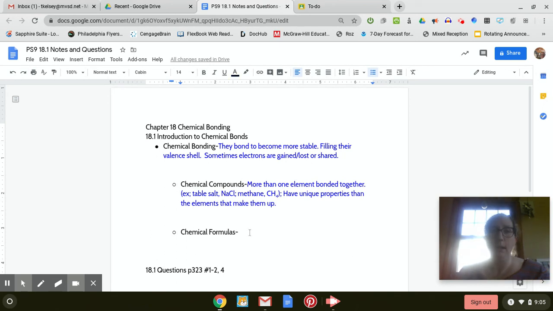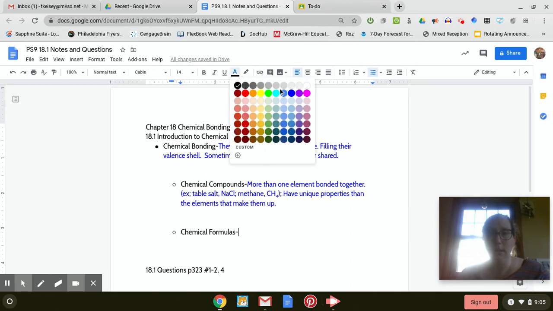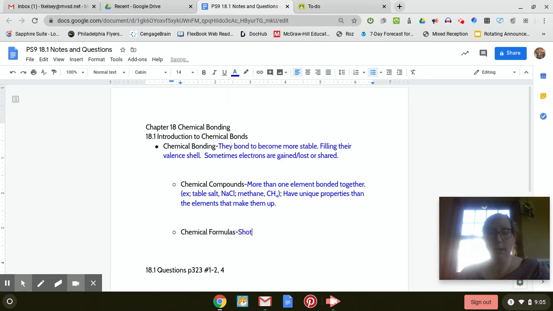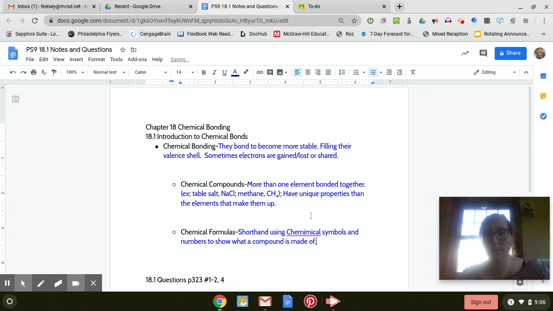A chemical formula is a shorthand using chemical symbols and numbers to show what a compound is made of. H2O is water.